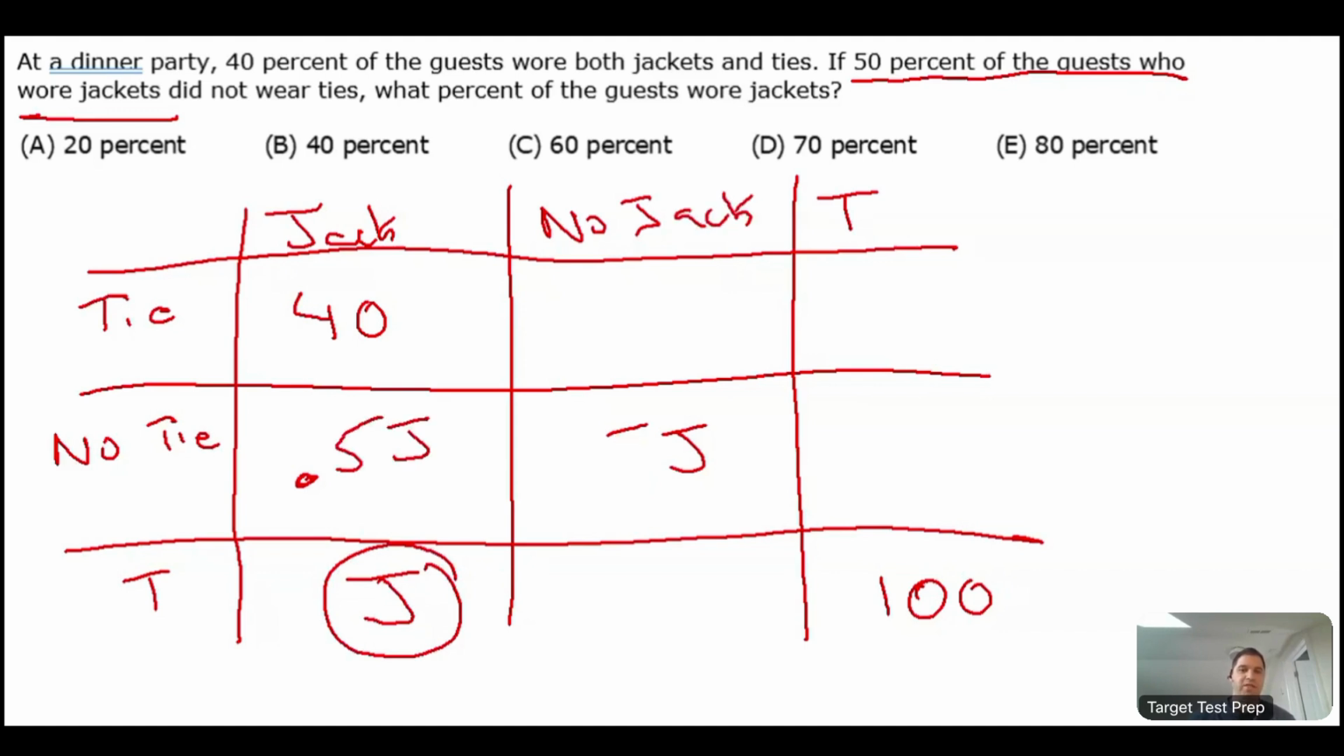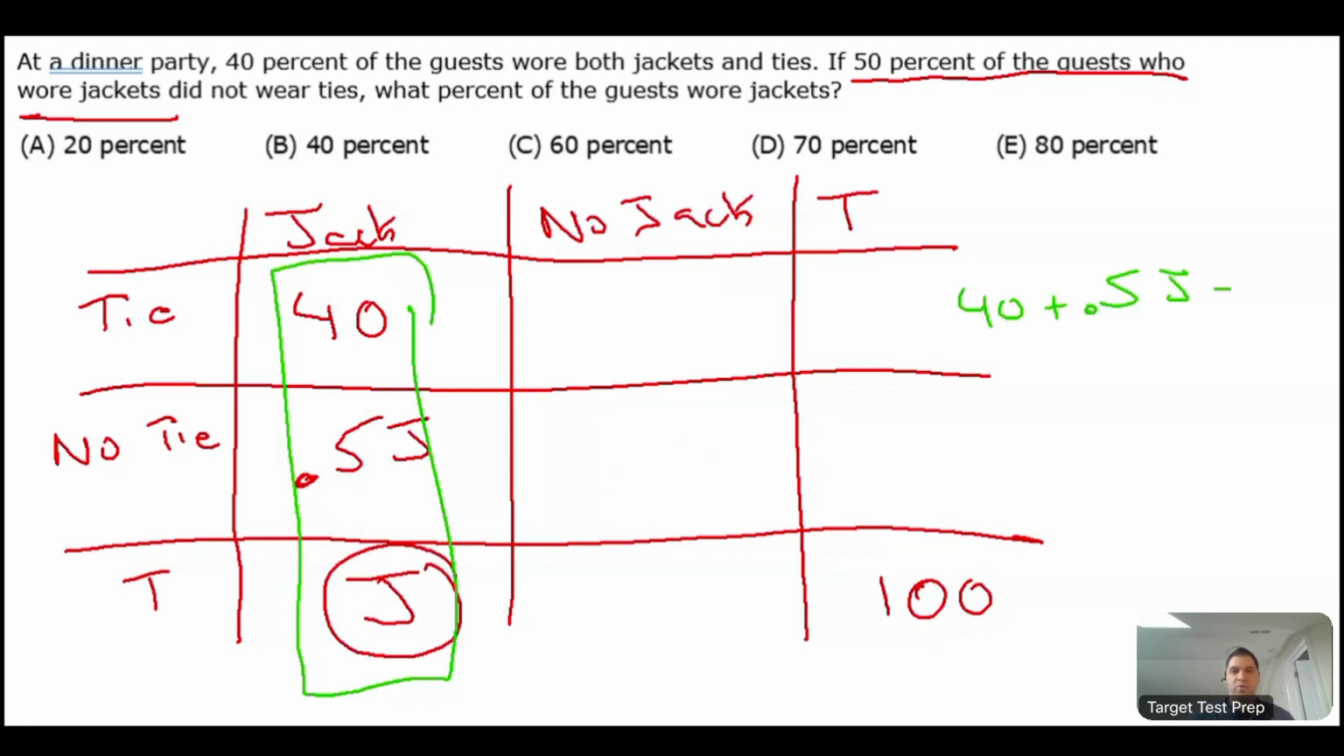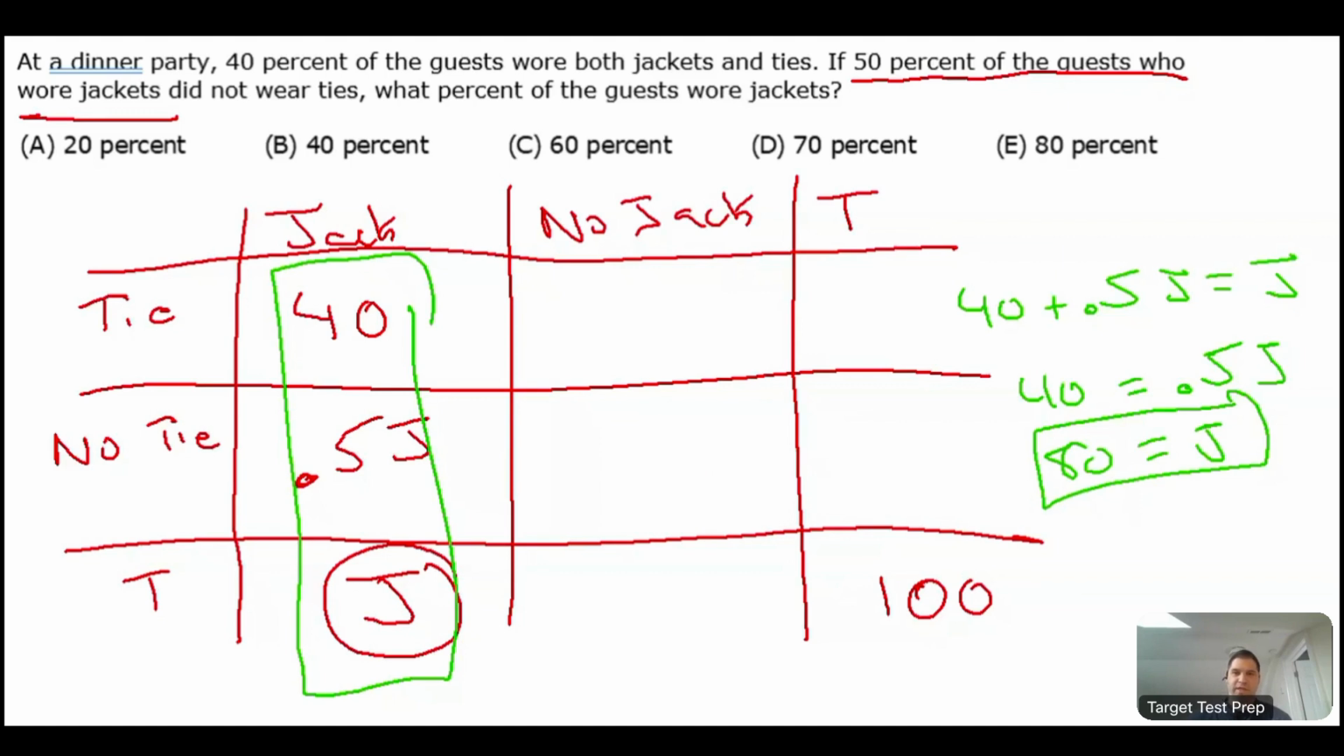So what we do is we take this and we just build an equation with it. Here's our equation: 40 plus 0.5J is equal to J. 40 is equal to 0.5J. 80 is equal to J. And that's our answer, 80%, E. That's how you deal with algebra. I want to do one more here, actually, but that's a really good example of algebra with overlapping sets.